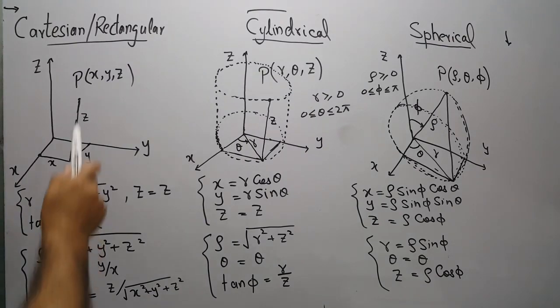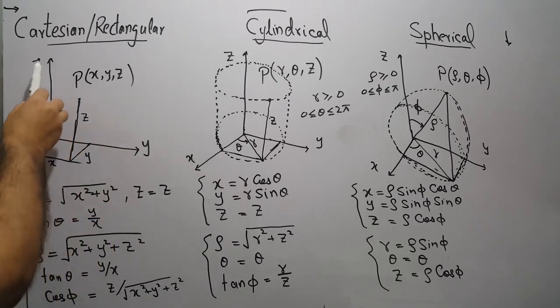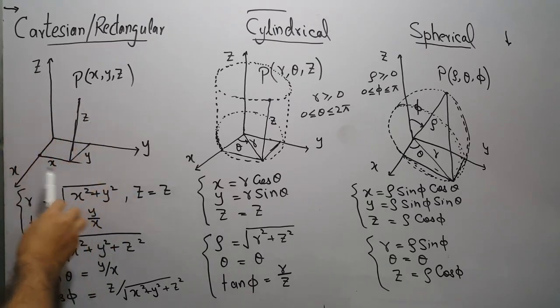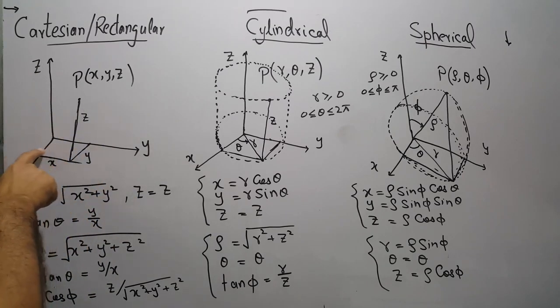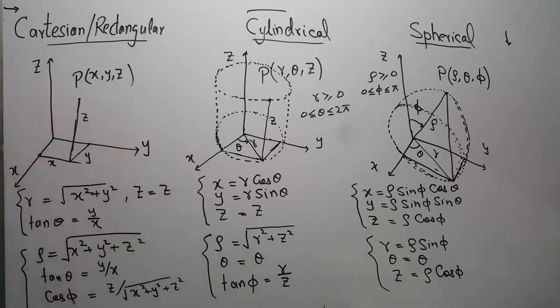So if you are given a point P in the rectangular coordinate system, we know that a rectangular coordinate system in 3D is x, y, and z, mutually perpendicular. So they're making an angle of 90 degrees with each other. This is the x-axis, this is the y-axis, and this is the z-axis.